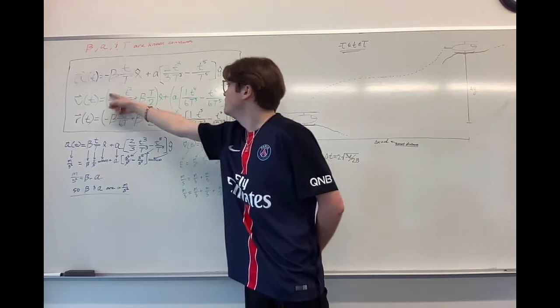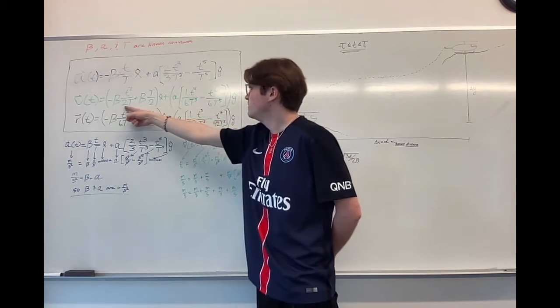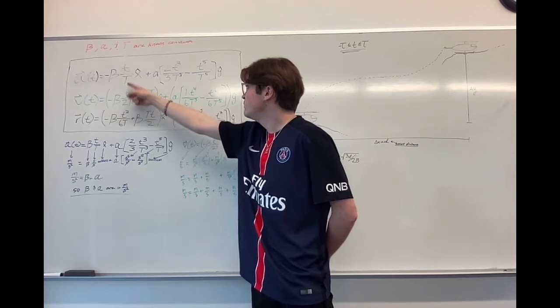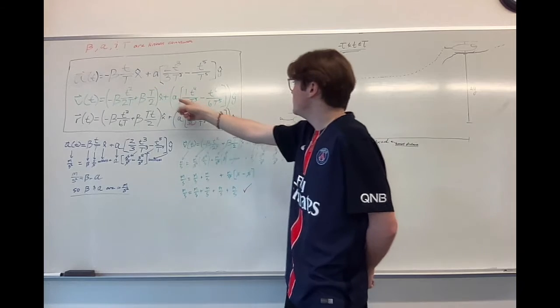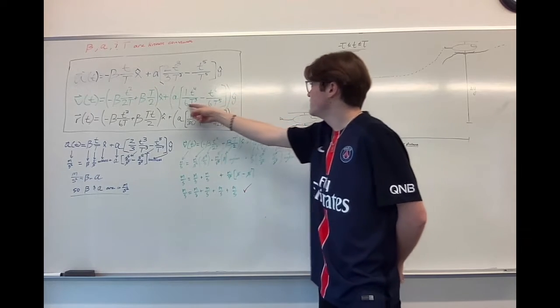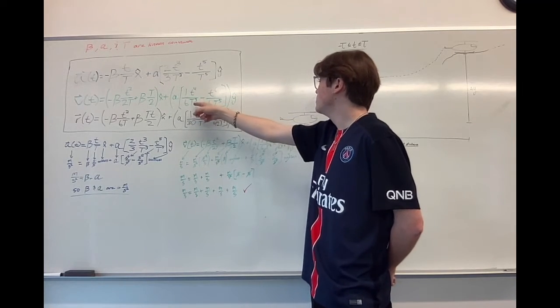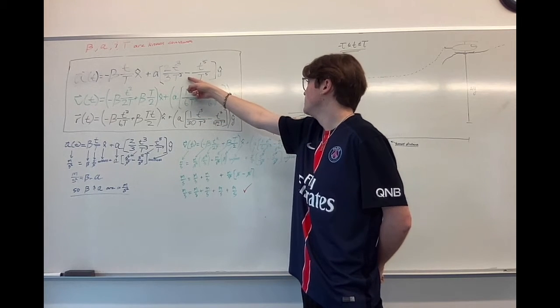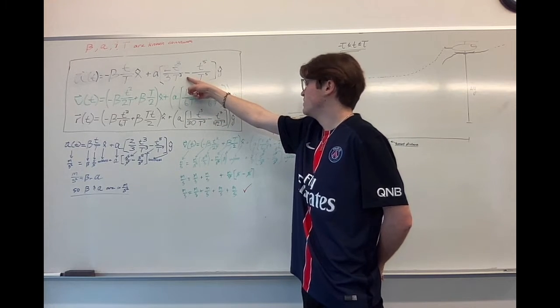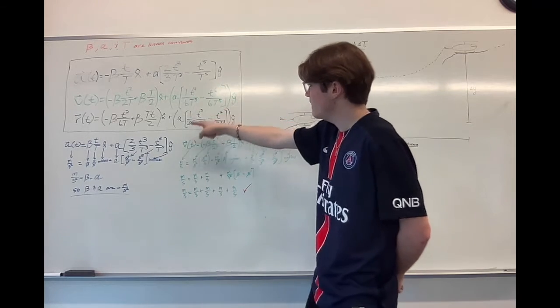So here we have the horizontal component of our velocity function, given by the same variables as the horizontal component of the acceleration function. And then here, in this parenthesis, we have the vertical component of our velocity function, and that's given by the same components as the vertical component of our acceleration function as well.